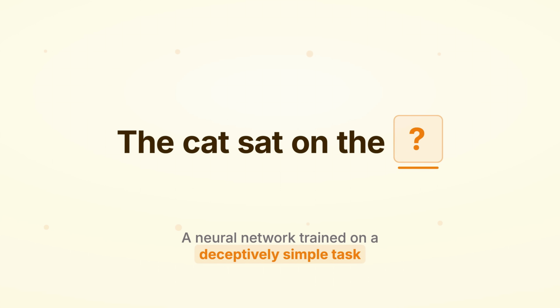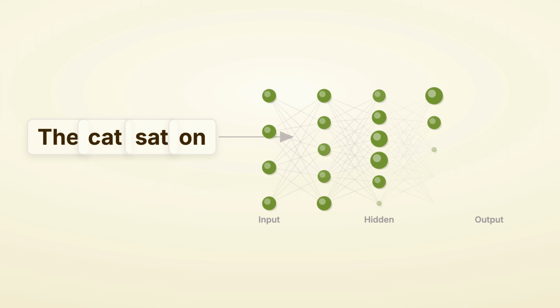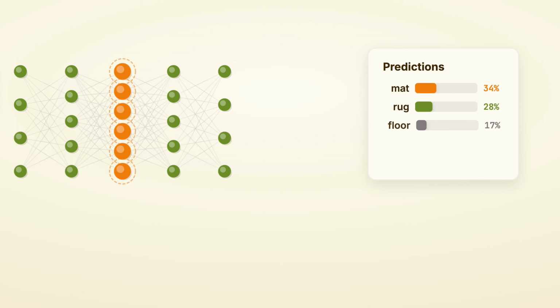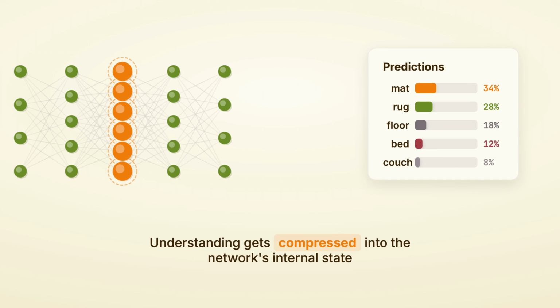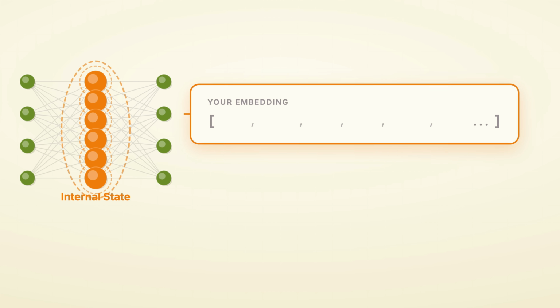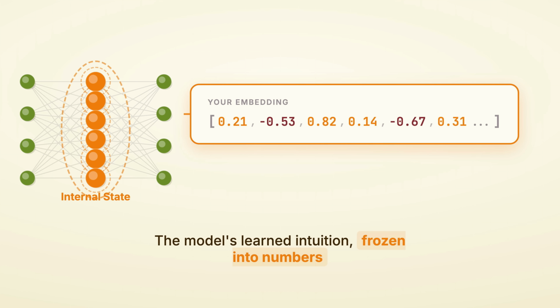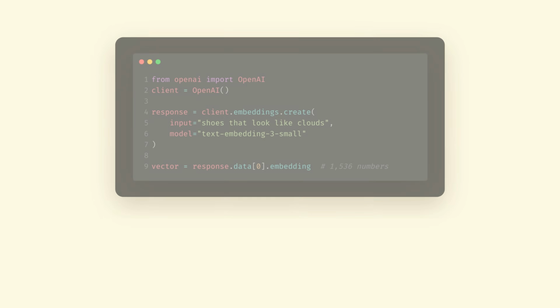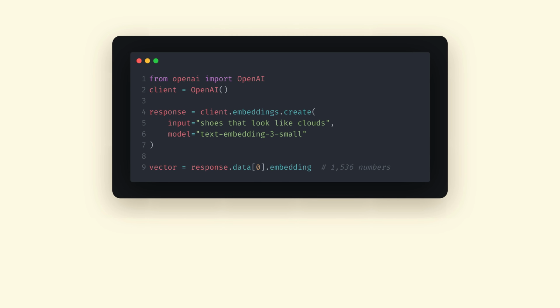Where do these meaningful numbers come from? A neural network trained on a deceptively simple task. The model sees billions of sentences with a word hidden. Its job? Predict what's missing. To predict well, it must understand what cats do, what sitting means, what surfaces exist. That understanding, learned from patterns across billions of examples, gets compressed into the network's internal state. We extract that internal state. That's your embedding, the model's learned intuition frozen into numbers. Today, you rarely train these yourself. You call an API, a few lines to convert language into mathematical coordinates.